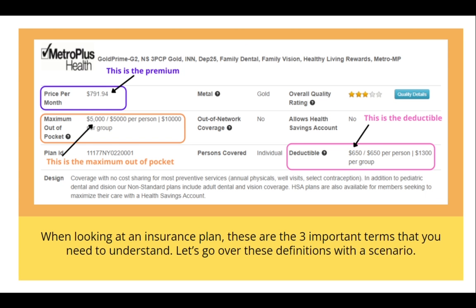Here's an example of a health insurance plan from Metro Health Plus. The three terms that are highlighted are the most important terms needed to understand the essentials of health insurance. Let's go over these terms with a scenario.